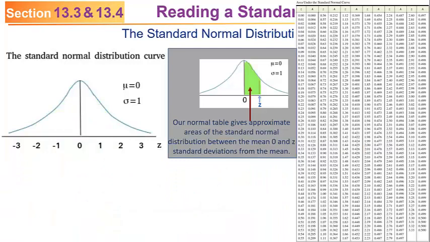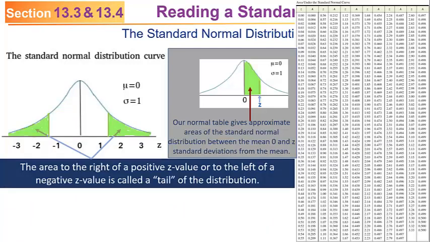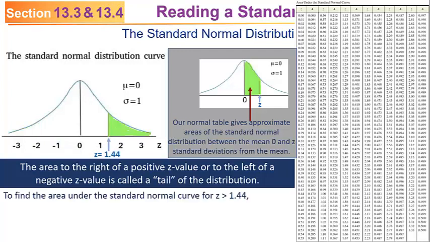What if that's not the case? What if you're looking for something in the tails? When you go to the far right or to the far left, those are called the tails of the distribution. What if you want to find the area of one of those tails? For instance, what about the one to the right? You want to find the area under the standard normal curve for z greater than 1.44.